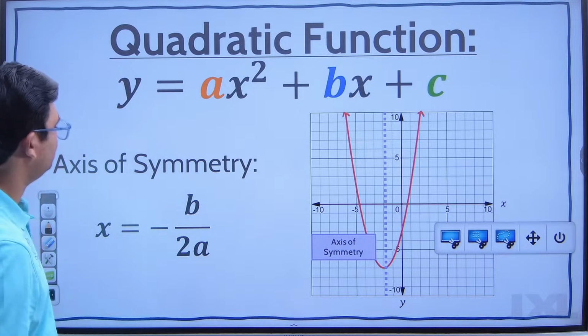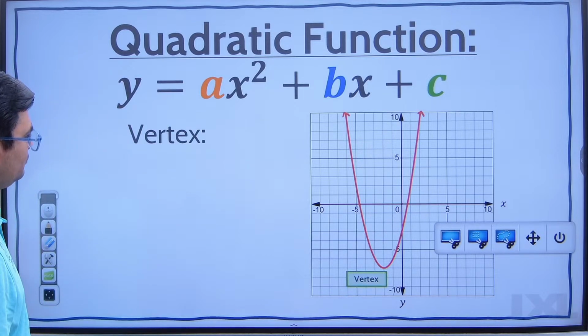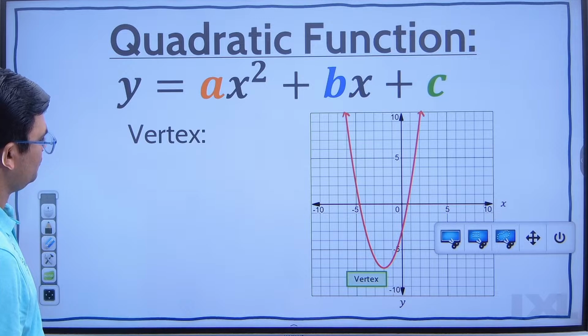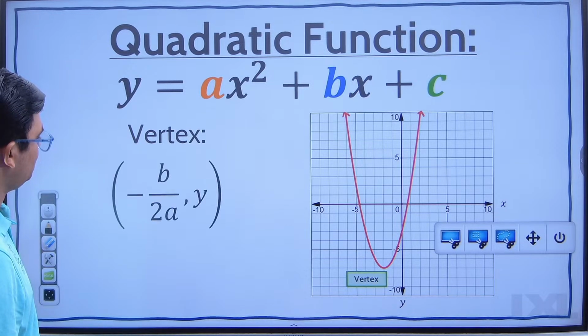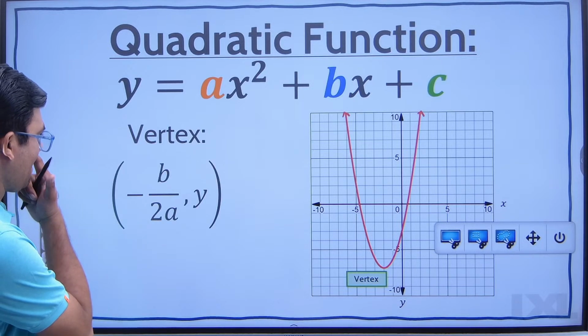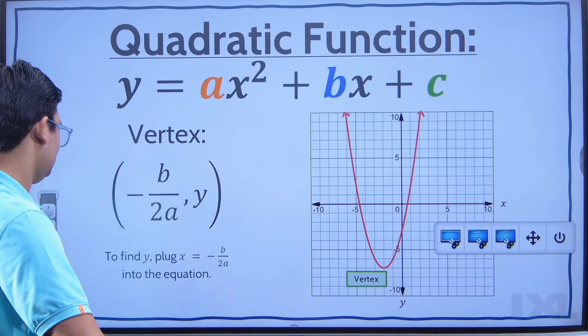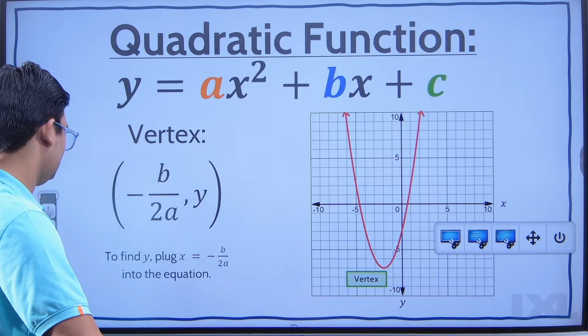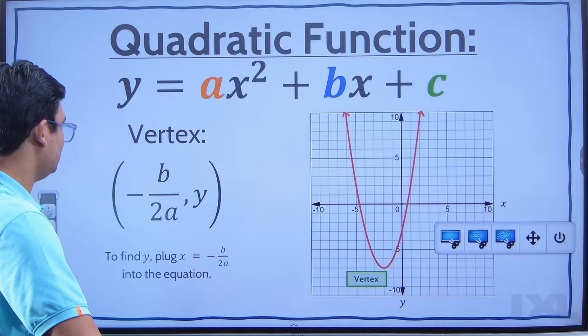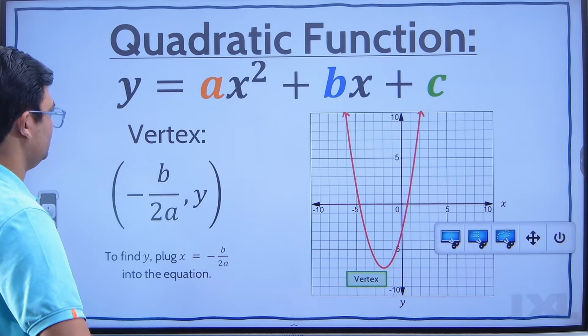Over 2a. Since the vertex of our parabola always lies on the axis of symmetry, we know that the x-coordinate of our vertex must be negative b over 2a. But how do we find the y-coordinate? Well, we just plug x equals negative b over 2a into our equation.